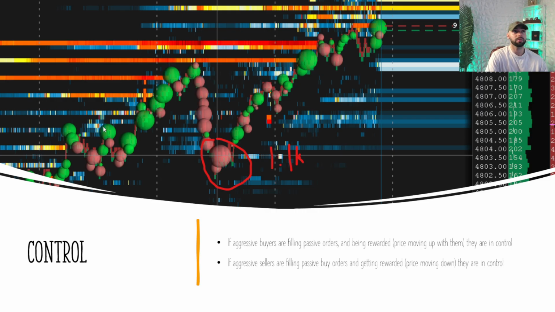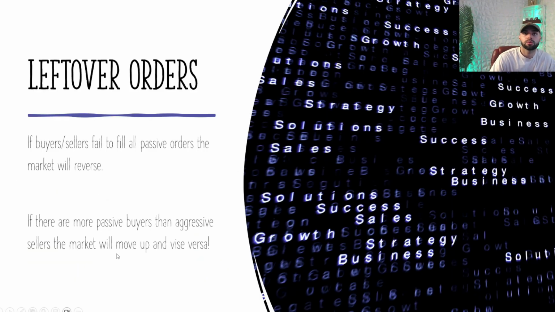If the market's moving up and you want to know if it's strong, look at the Bookmap. Leftover orders are a pretty nice deal. I'll tell you what I mean about that. If buyers and sellers fail to fill all passive orders, the market will reverse, right? If there's more passive buyers and aggressive sellers, the market will move up, and vice versa.